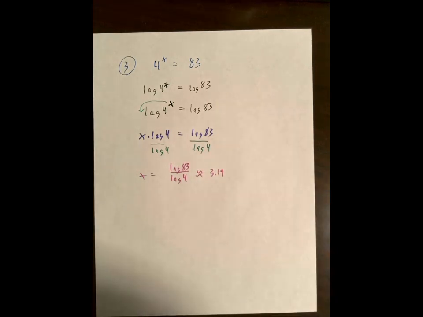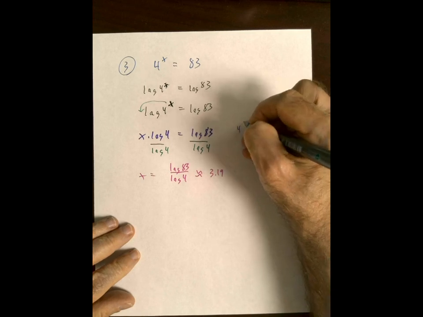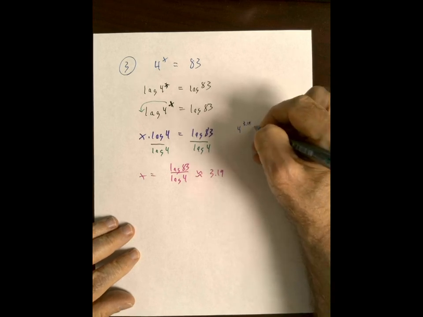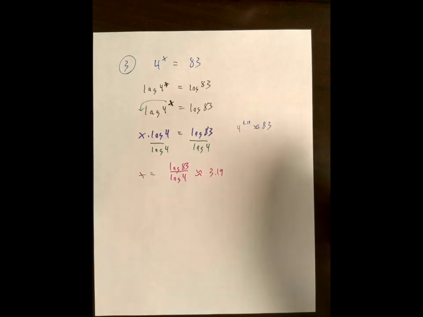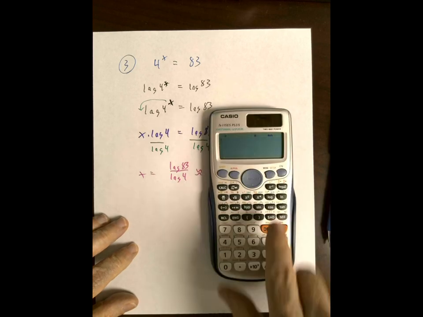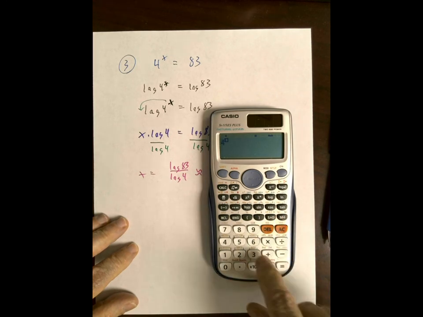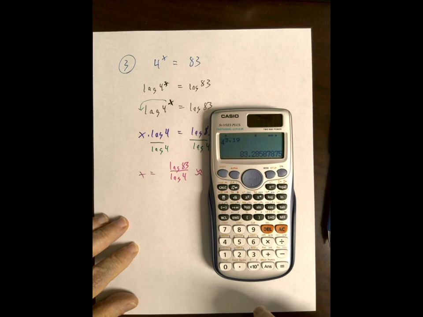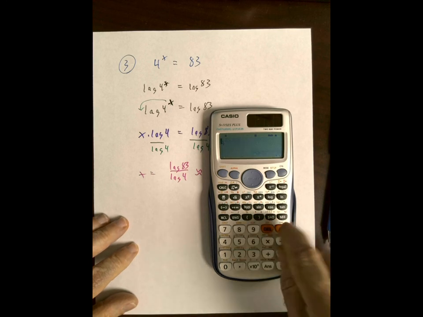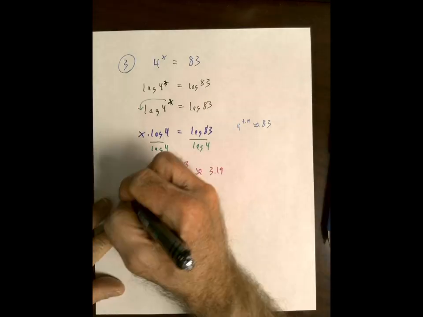And so, if we work backwards and check our answer, this should be true: 4 to the 3.19 should be something around 83. Not exactly, because we rounded off, remember. So let's try that out on Mr. Calculator here. 4 exponent key 3.19. Yeah, just about 83. A little bit more because we rounded up. All right, so that's how that works. So that's one example there.